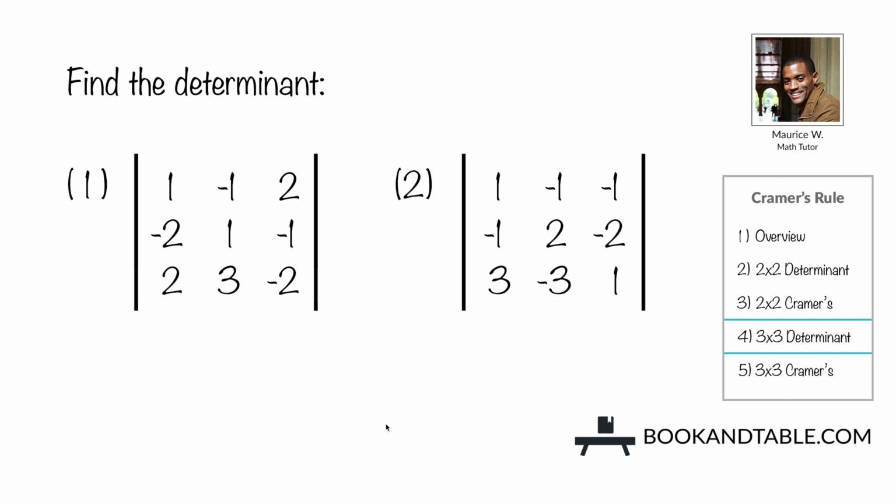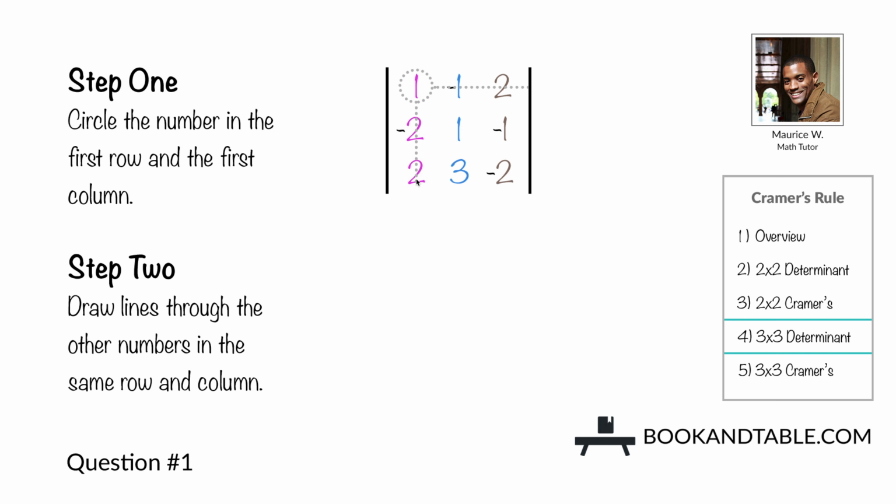Step 1, circle the number in the first row in the first column. So that would be this 1 right here. Step 2, draw lines through the other numbers in the same row and column. So we draw a line through the same row, and then we draw a line through the same column, leaving us with the 2 by 2 here. So step 3, rewrite the number that is circled. So that would be +1. And then step 4, create a 2 by 2 matrix with the numbers that are not crossed out, which would be these 4 here. So we wind up with a 2 by 2.